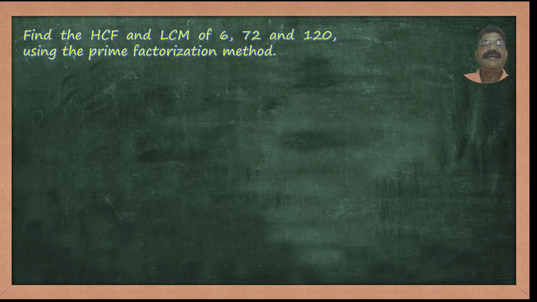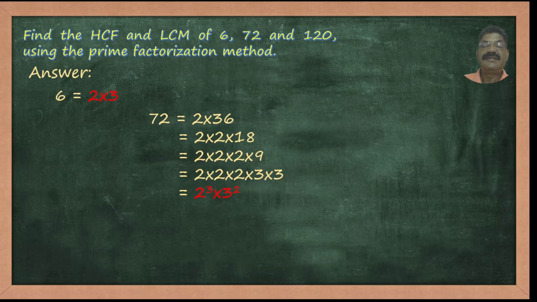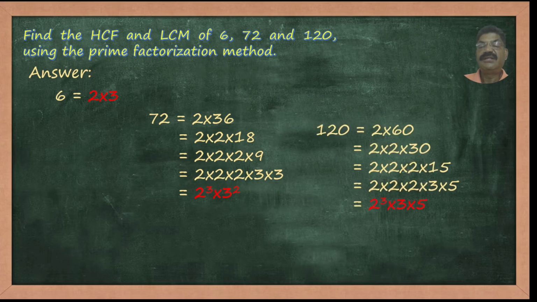Here is one problem. Find the highest common factor and the least common multiple of 6, 72 and 120 using the prime factorization method. So what I am going to do, first I write 6 as a prime factorization, 72 as the prime factorization and 120 as the prime factorization. So 6 is equal to 2 into 3. Both are prime numbers. 72, we already saw it. 72 is 2 cube into 3 square. That is its prime factorization. 120, 2 cube into 3 into 5.